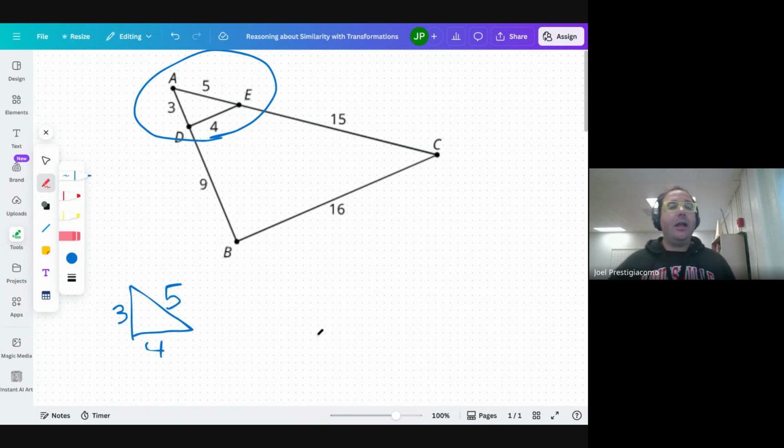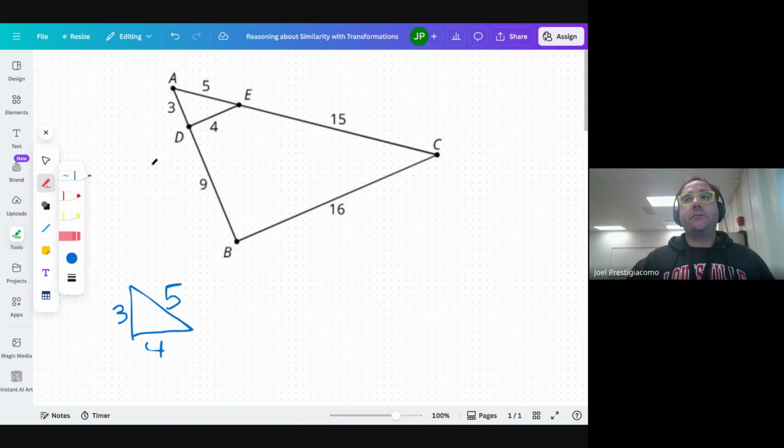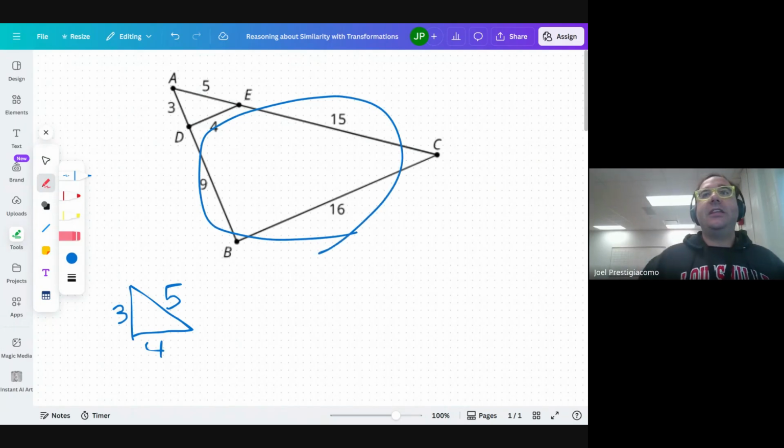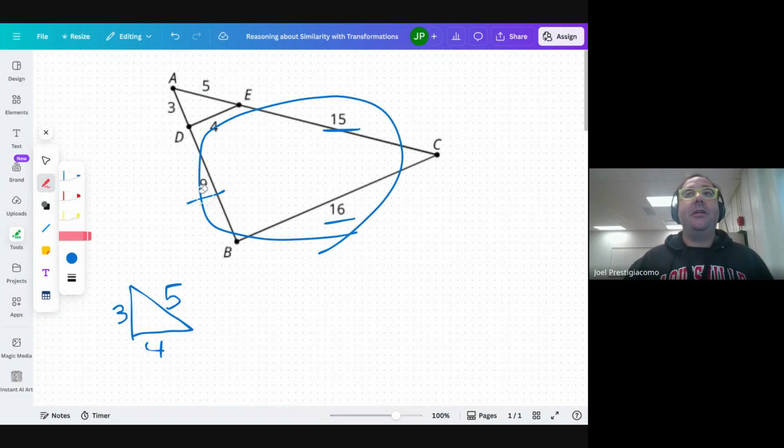Okay, so a similar triangle to it is going to have all the same angles, but it's going to have all of the sides in the same ratio to this 3, 4, 5 triangle. When you look down here, we see some of these other numbers. We see 9, 15, and 16, and those do relate to the numbers 3, 4, and 5, but not in the way that you might think. This is 3 times 3, this is 4 times 4, this is 5 times 3. There's not a common relationship there.